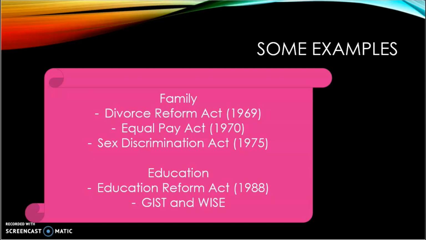Within education, we've got the Education Reform Act in 1988. Now, this was equal opportunities policies that you started to see. That meant with the national curriculum, boys and girls had to study the same subjects. There weren't gendered subjects. And we've also got specific policies which were targeting girls to go into male-dominated areas. You might recognise GIST and WISE, Girls Into Science and Technology and Women Into Science and Engineering. So well done if you caught any of those.